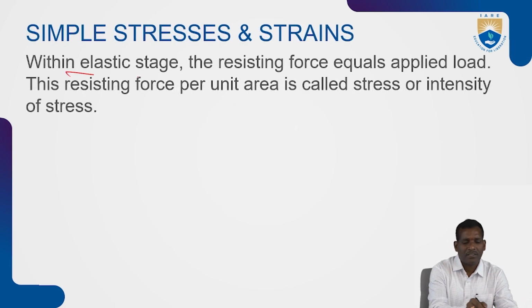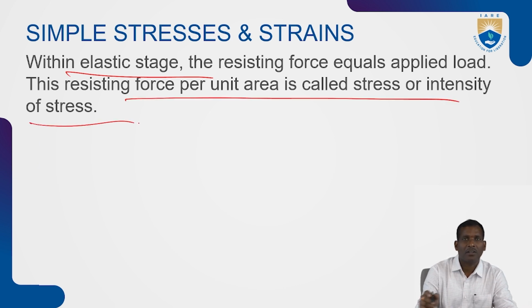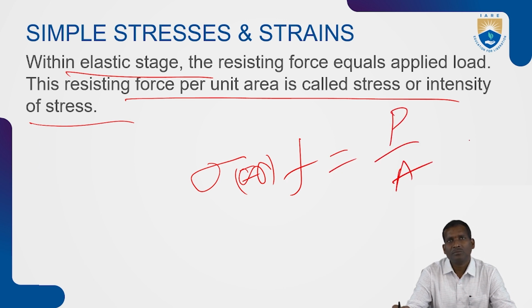So within the elastic stage, the resisting force equals the applied load. This resisting force per unit area is called stress or intensity of stress. The resisting force per unit area, that is stress, you can represent with sigma, equal to force per area, or load per area. Resisting force per unit area is called stress or intensity of stress.